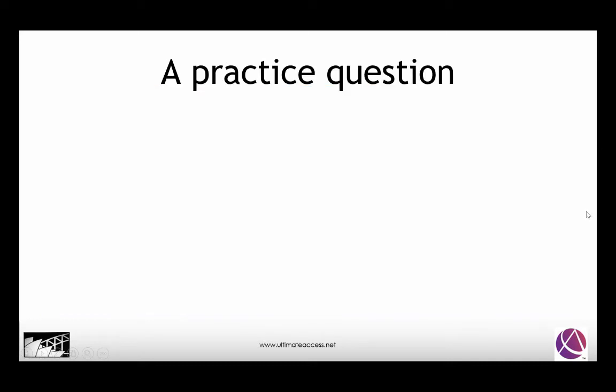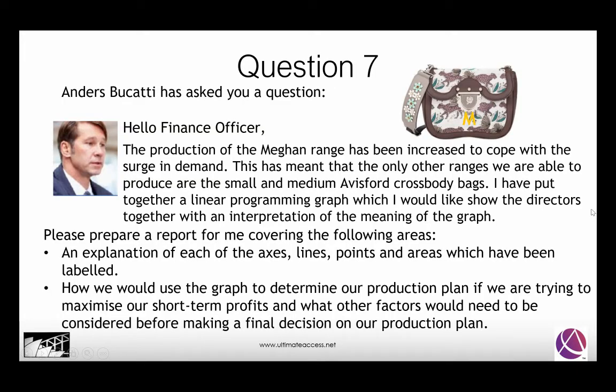Okay, so now we've got our practice question, and here we've got Anders Bukati asking us, the production of the Megan range has been increased to cope with the surge in demand, and this has meant that the only other ranges we are able to produce are the small and medium Abbotsford crossbody bags. I have put together a linear programming graph which I'd like to show to the directors, together with an interpretation of the meaning of the graph.